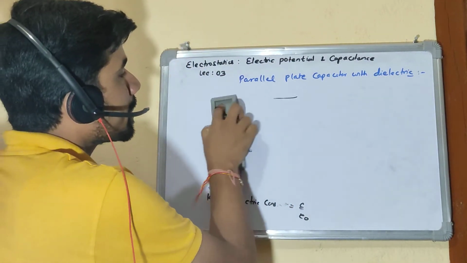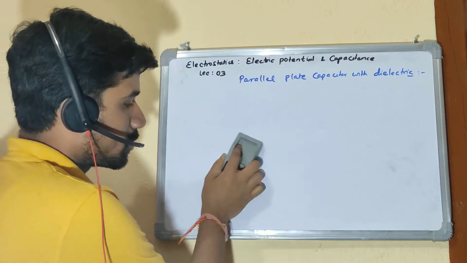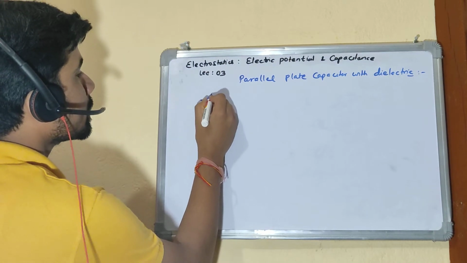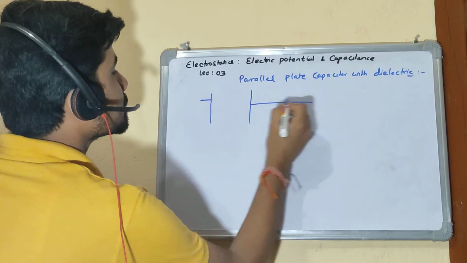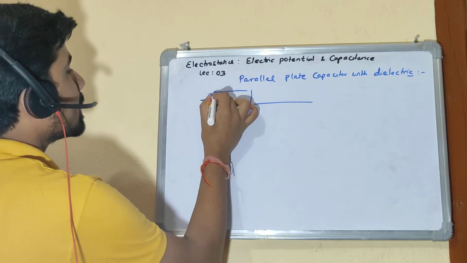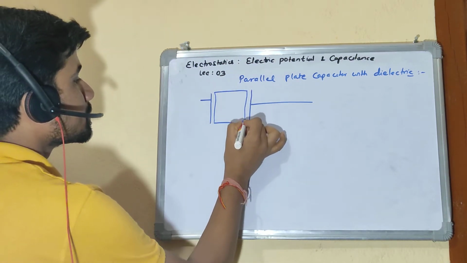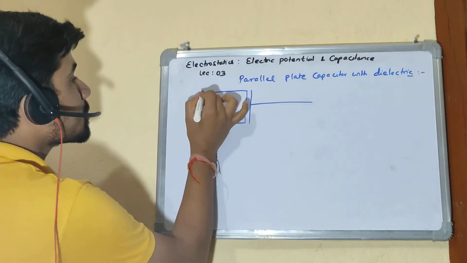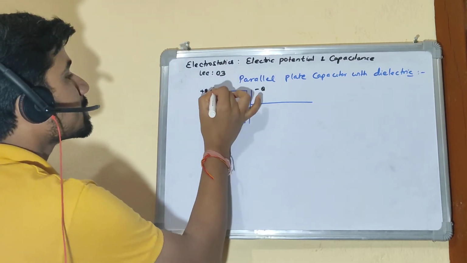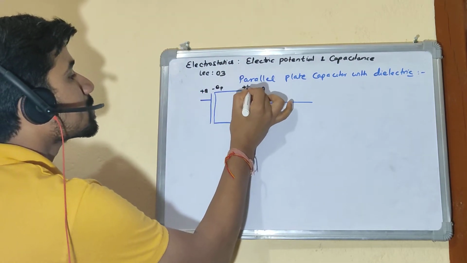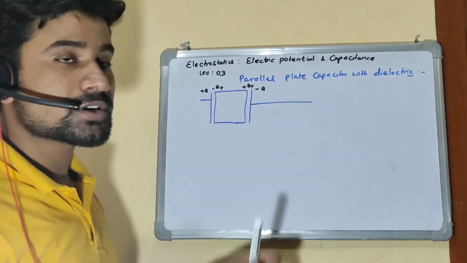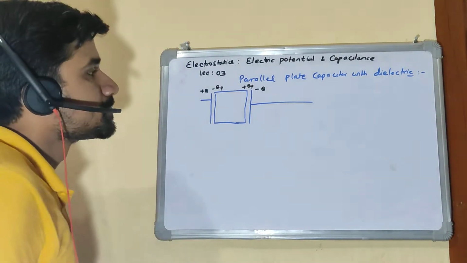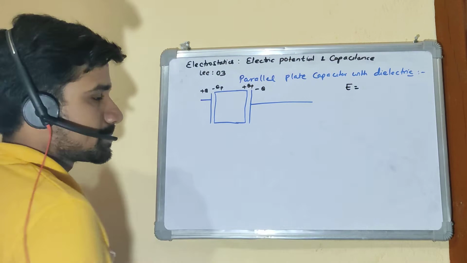So let me draw it diagrammatically again, to be more clear. This is a parallel plate capacitor, and this is dielectric in between. This plate has a charge plus Q, this has a charge minus Q, this dielectric surface has a charge minus QP and this has a charge plus QP, which is because of the polarization, because of the electric field inside the capacitor. Now what is the electric field in between plates of a capacitor?